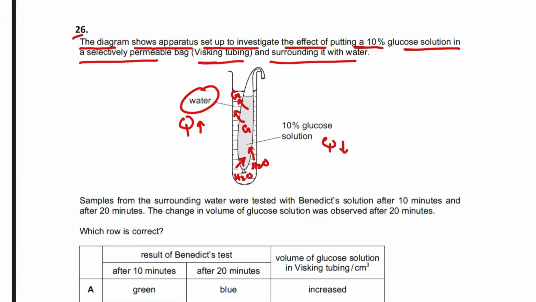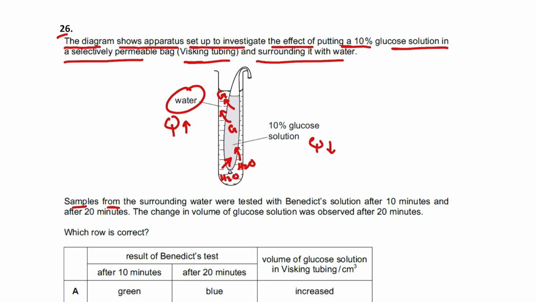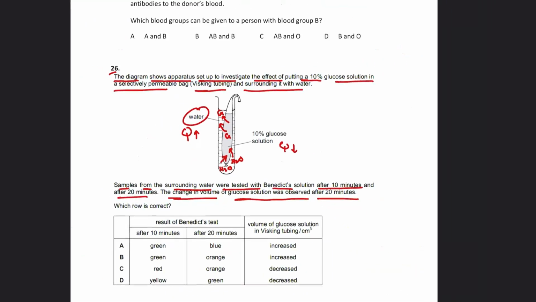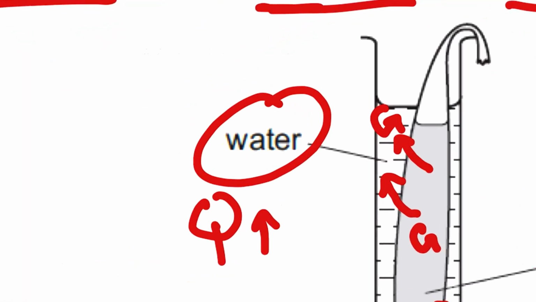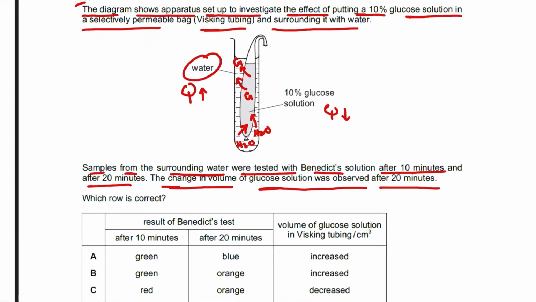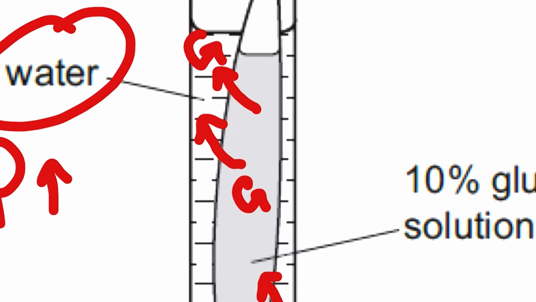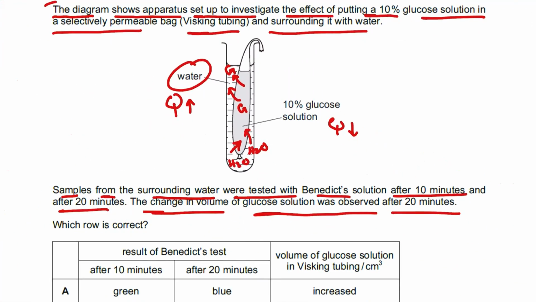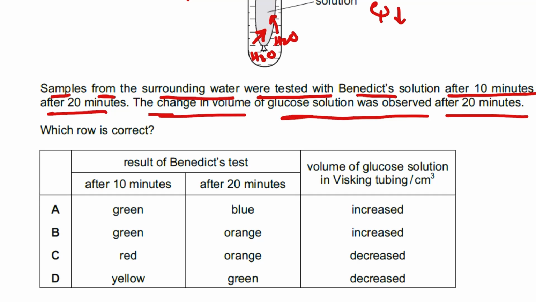Samples from the surrounding water were tested with Benedict's solution after 10 minutes and after 20 minutes. The change in the volume of glucose solution was observed after 20 minutes. So guys, they are observing the change in the volume, and they are also taking out the water in the test tube to check it with Benedict's for reducing sugars. Since glucose is coming out of the Visking tubing into the water, the water will now contain reducing sugars. So the result with the Benedict's test will be positive.